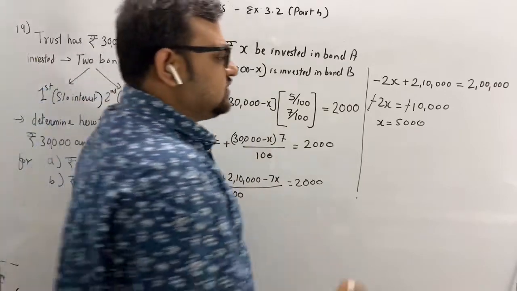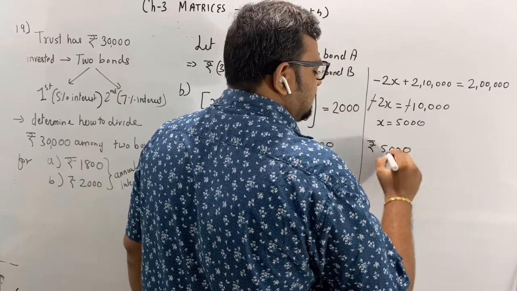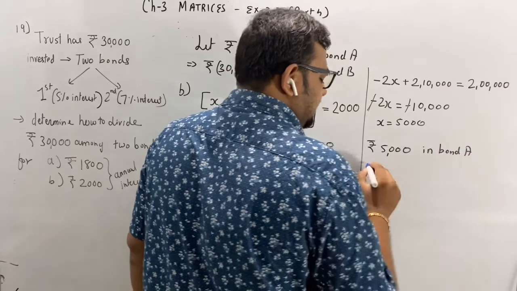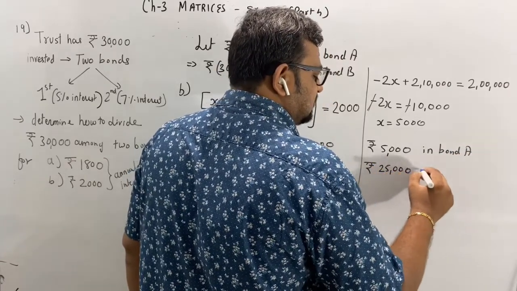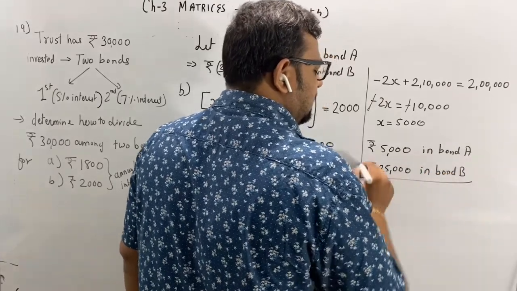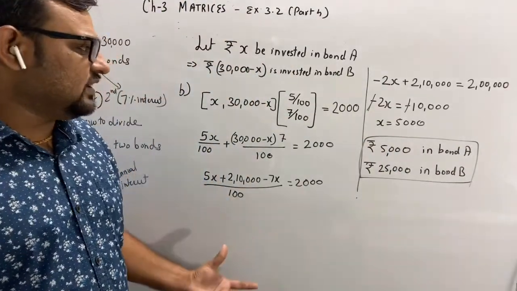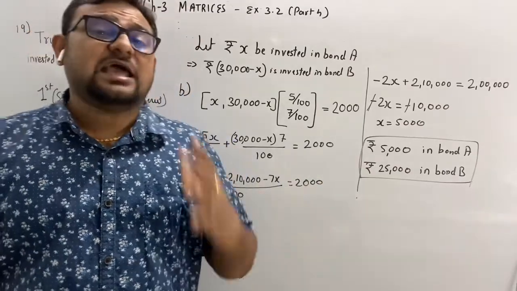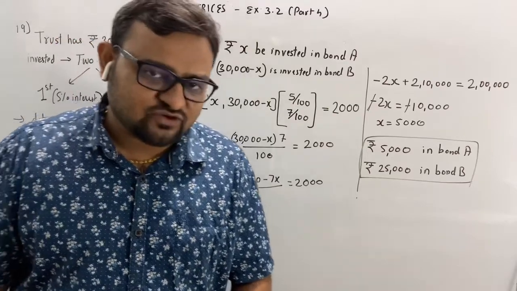25,000. Okay, so rupees 5,000 must be invested in bond A and rupees 25,000 in bond B. Okay, it's similar to what we have done in A. Clear? So this is the application of matrix. Okay, this is the application of matrix.